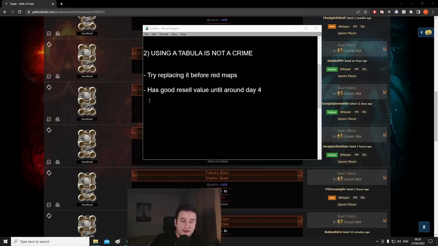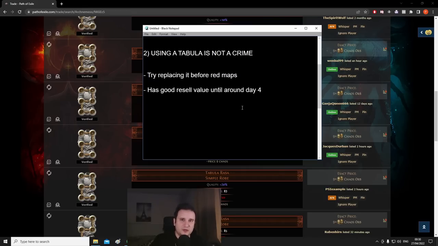But one thing I want to definitely say is some people do overstay their welcome with a Tabby. So try replacing it before red maps. There's sort of a jump from yellow to red maps that is kind of huge. And you should really be looking at getting a different 6 link, which we're going to talk about now. But basically, don't underestimate how much a base armor or base evasion chest actually gives you.